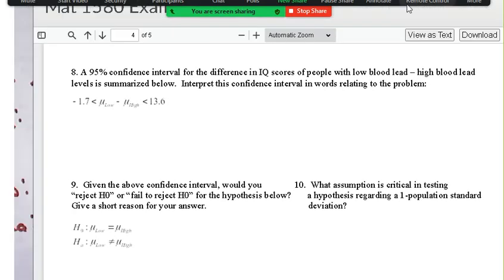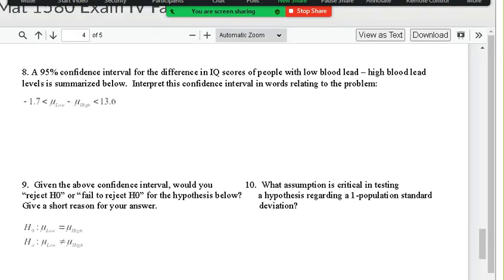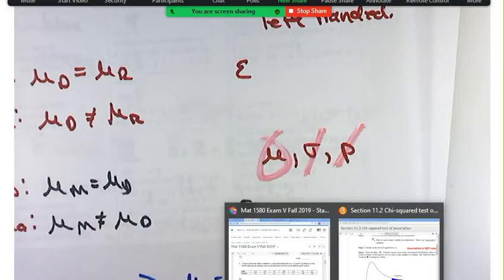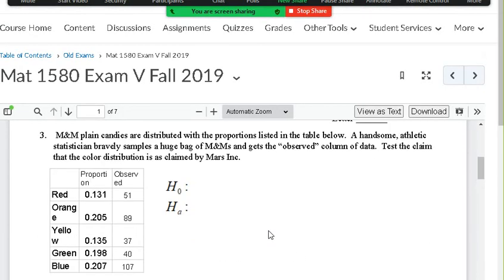Rats. I want to get rid of this one. Okay. Let's look at this next one.